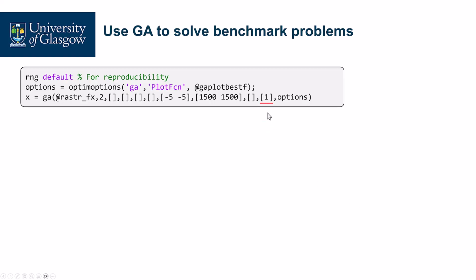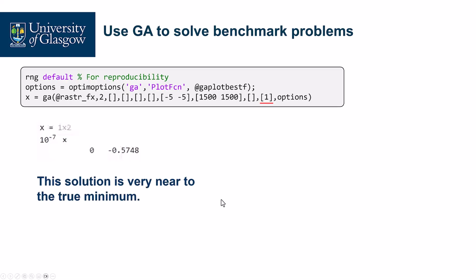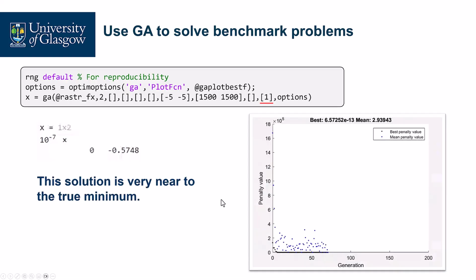Then this time I added a y here. This is the intcon, right? I'm saying the first variable should be an integer. I also expand the search range from +5 to +1,500, and I put all this here. Then we can see this is the result. As you can see, this is nearly 0, and this is very small. So this solution is very close to the true optimum, and we can also see the plot here. You can also write it yourself using the live script.